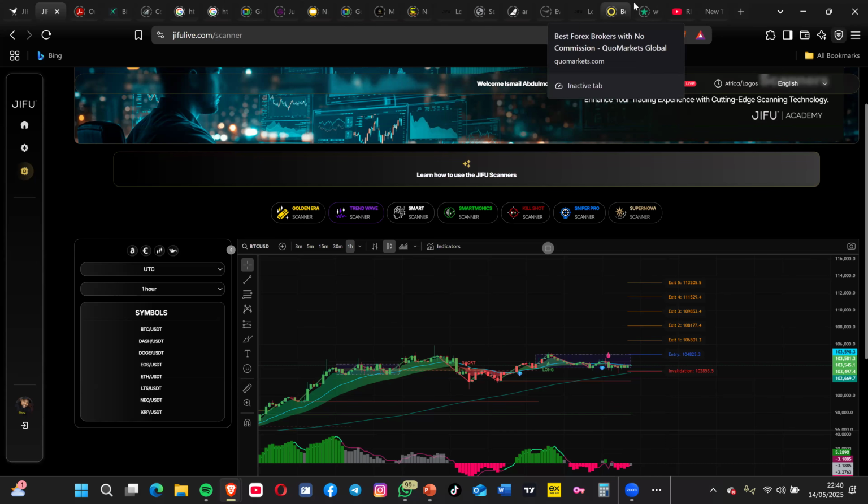With all the scanners or this particular kind of scanner? With this particular strategy, the combination of these three scanners.